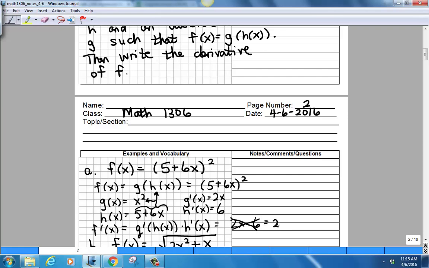What we really should have written down was 2 times 5 plus 6x, and then multiply by the 6. Okay? And then multiply it by the derivative of h. That's the correct rate of change formula. Let me show you what that really looks like. So, okay, that's the chain rule, but let me show you what we really did here.